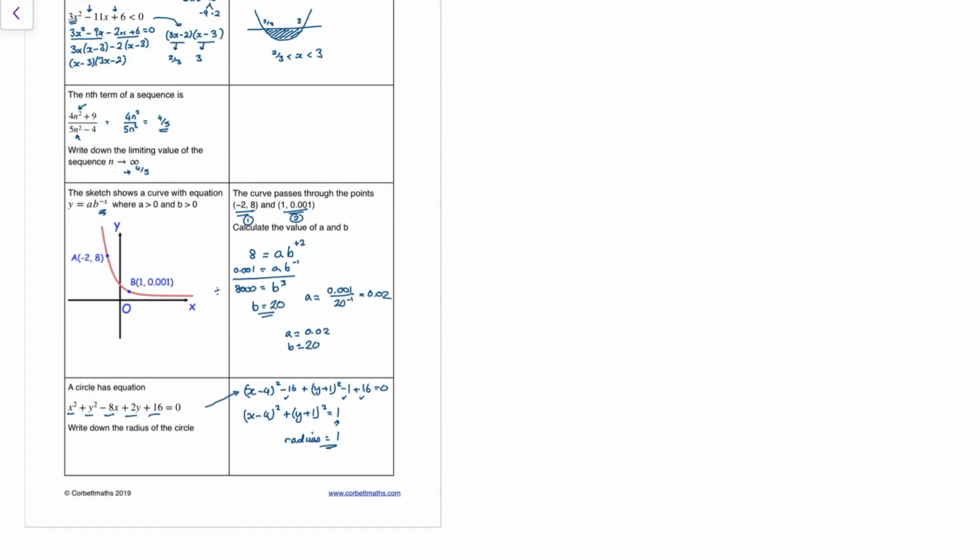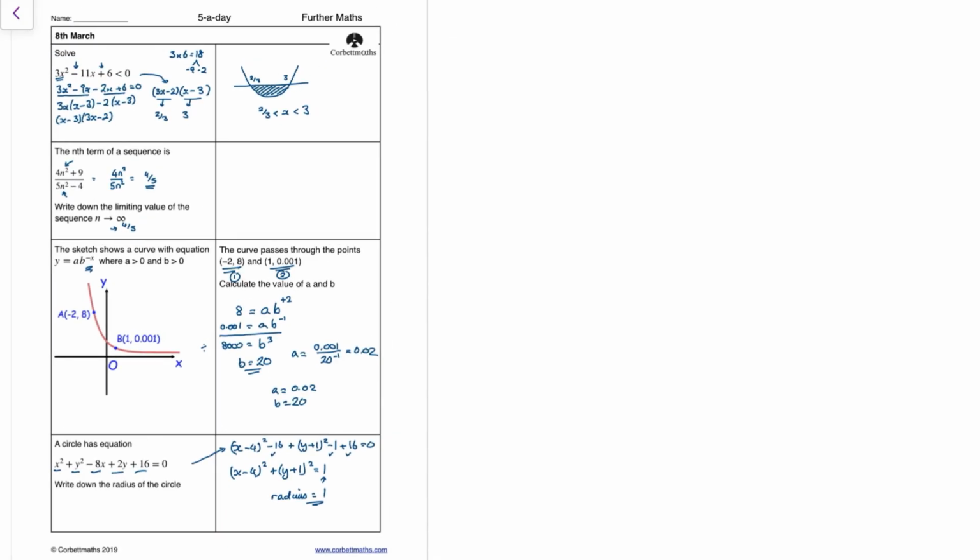Either way, that is the question done. A really good mix of questions today. I really like those questions. So a bit of a mix of everything. Definitely a bit more further maths. Is that true? Probably half further maths, half just hard GCSE.